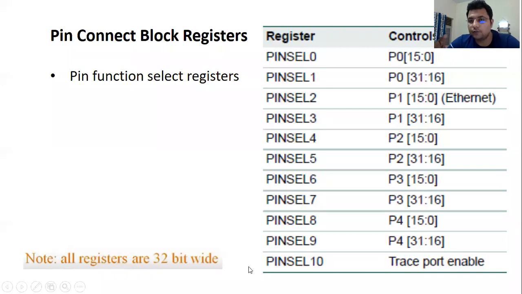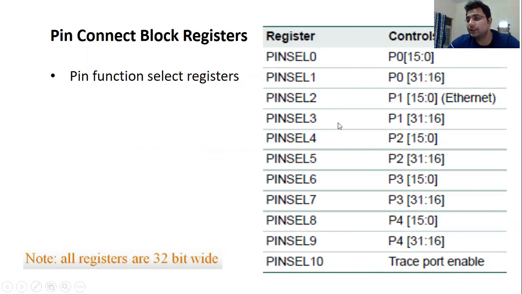Here once again you can see the pin select 0 register will be used for port number 0, pin number 0 to 15. Pin select 1 for port number 0, 16 to 31, pin select 2, 3, 4, 5, 6, 7, 8, 9 likewise. For us, pin number 0 to 9 will be sufficient to understand. Pin select 10 will be used for some other purpose.